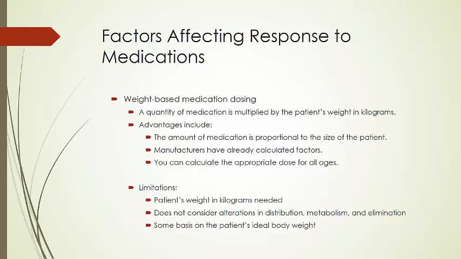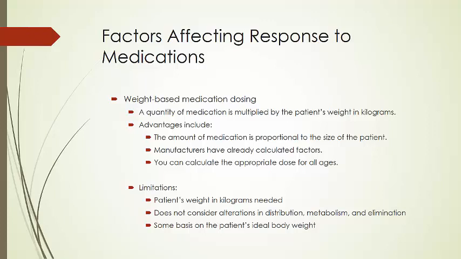Weight-based medications, advantages is that it's proportional to the size of the patient, and most of the manufacturers have already calculated in these factors when they are deciding on the dosages. And you can use an appropriate dose for all ages. The limitations: you have to be able to calculate their weight in kilograms. It does not consider any changes in distribution, metabolism, or elimination, say kidney failure, liver failure, something like that.